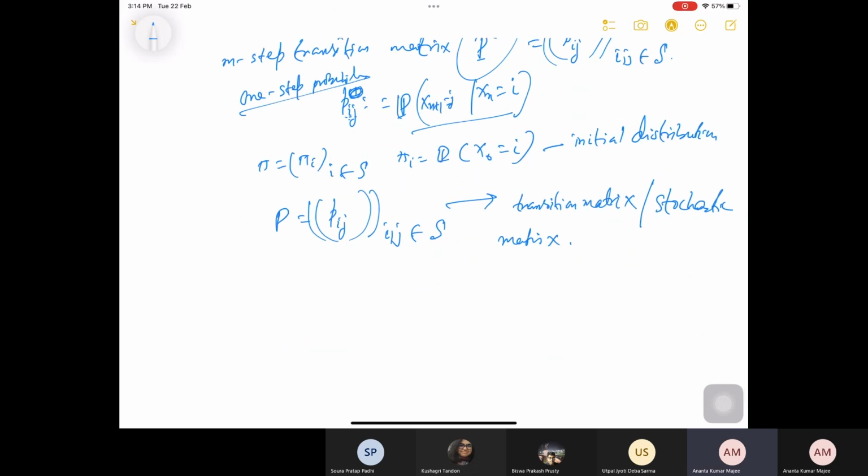So the stochastic matrix means, maybe you know the definition, that all the elements are non-negative, meaning P_ij is greater than or equal to 0, and the summation over j of P_ij, j in S, is equal to 1. This holds for all i in my state space S. That is why it is called the stochastic matrix. So P_ij is a stochastic matrix.